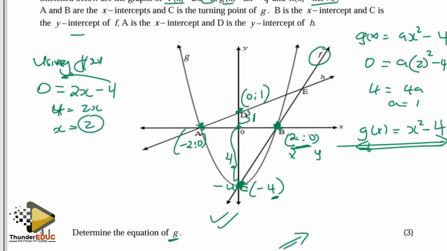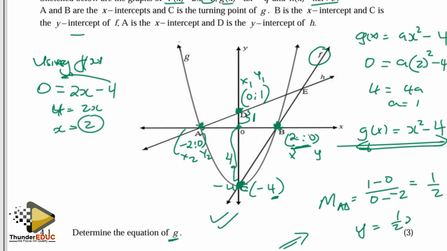So for the equation of a straight line, we need the gradient. Okay, I'm going to say the gradient of AD is change in y over change in x. So I'm going to say 1 minus 0. So this is my x1, y1. This is my x2, y2. So I'm saying y1 minus y2 over x1, which is a 0, minus x2. This is minus 2. That gives me a half. But I already know that the graph is cutting the point 1, which means the equation is just going to be a half x plus 1.